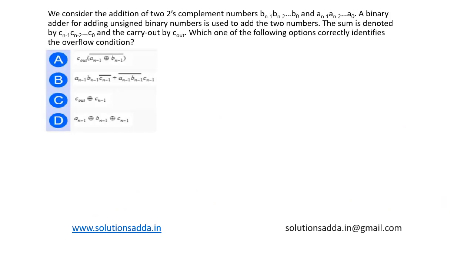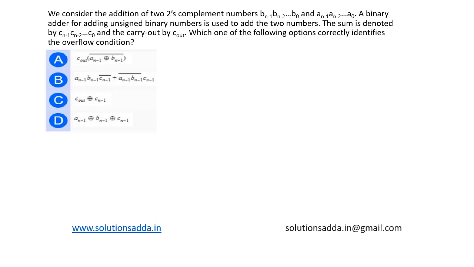This is a question from digital logic design. We consider the addition of two 2's complement numbers bn-1, bn-2 till b0 and an-1, an-2 till a0. A binary adder for adding unsigned binary numbers is used to add two numbers. The sum is denoted by cn-1, cn-2 till c0 and the carry out by Cout. Which of the following options correctly identifies the overflow condition?